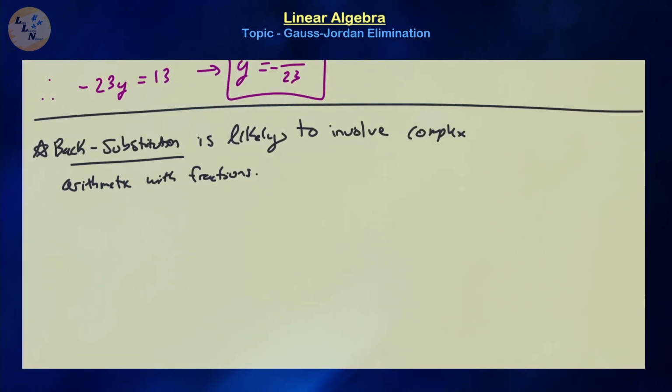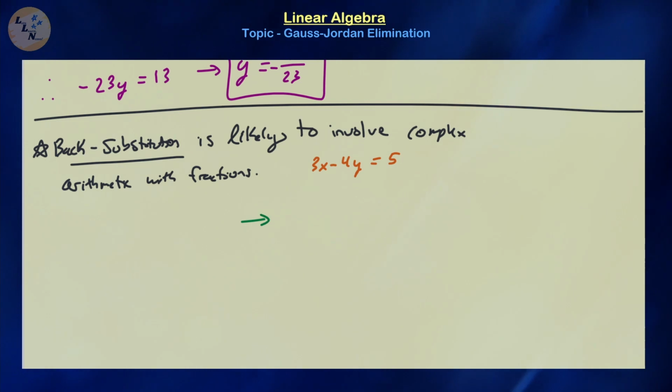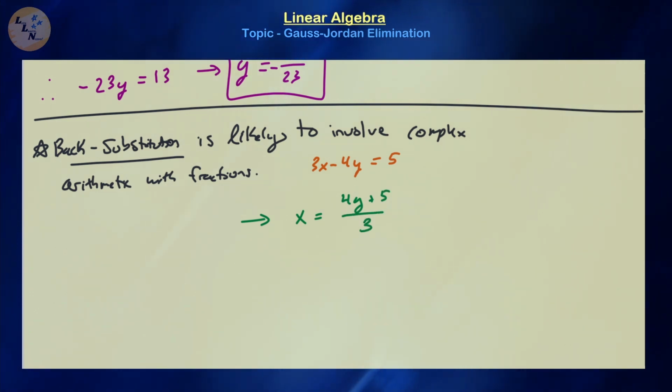So if we were to use back substitution, how would that follow? Since we have y, we can look at this first equation, which is 3x minus 4y is equal to 5. Since we have y now, we need to solve this equation for x. If we solve this equation for x, that gives us x is equal to (4y plus 5) all divided by 3.